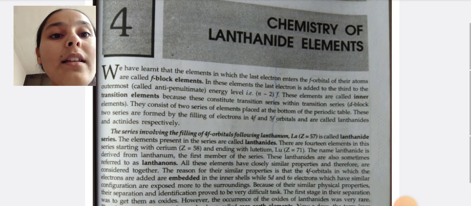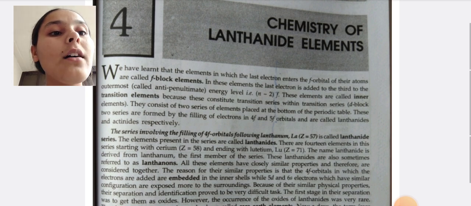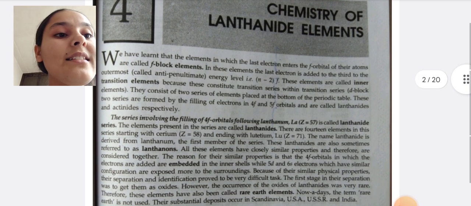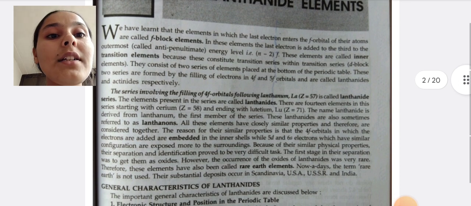The series involving the filling of 4f orbitals following lanthanum, whose atomic number is 57, is called the lanthanide series. The elements present in the series are called lanthanides. There are 14 elements in the series, starting with cerium of atomic number 58 and ending with lutetium of atomic number 71. The name lanthanide is derived from lanthanum, the first member of the series. These lanthanides are also sometimes referred to as lanthanons. All these elements have closely similar properties and therefore are considered together.